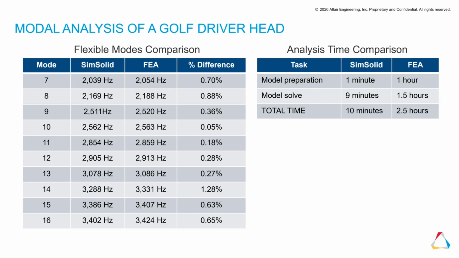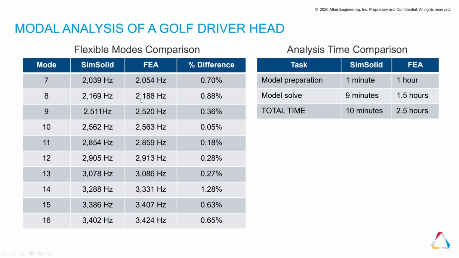With FEA, you had to bring in the model, but you had to mesh the model. You had to grade the mesh. You had to validate the mesh. And then you had to solve it. It took longer to solve. So it was a much longer process, and a much more error-prone process. You had to have more of a person in the loop looking at how well the model was prepared, et cetera.